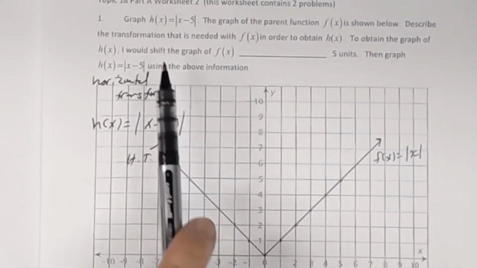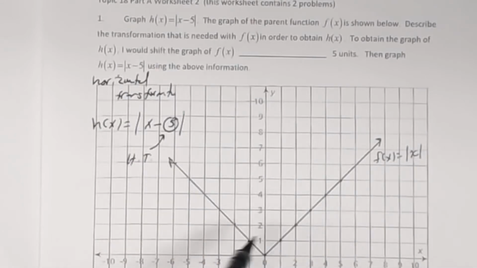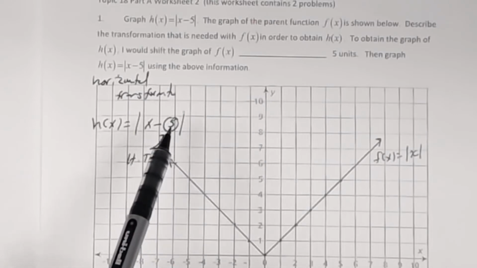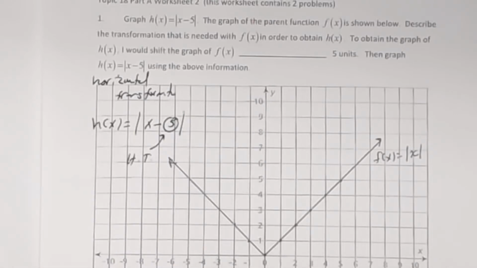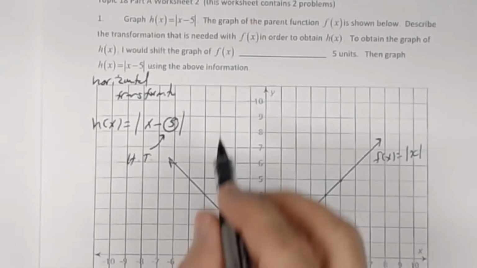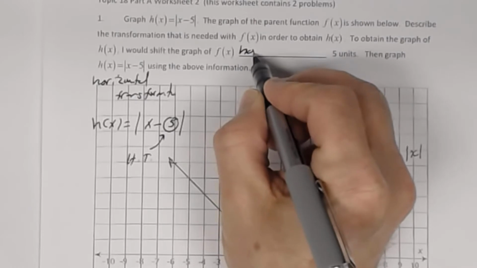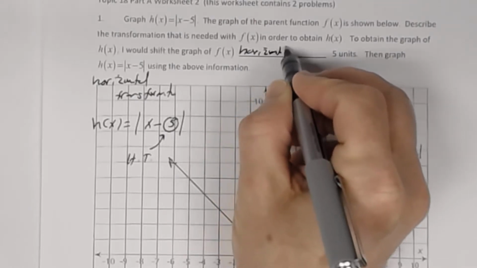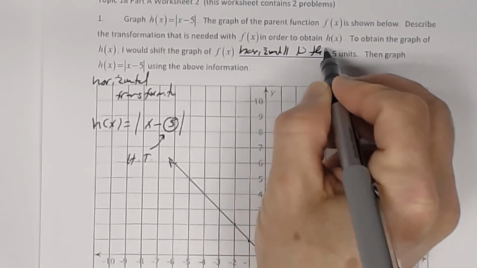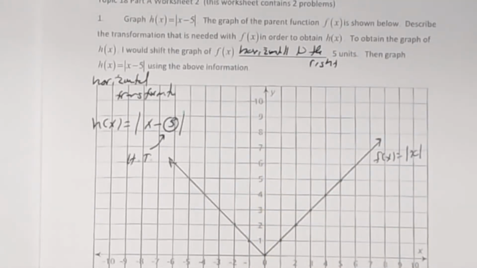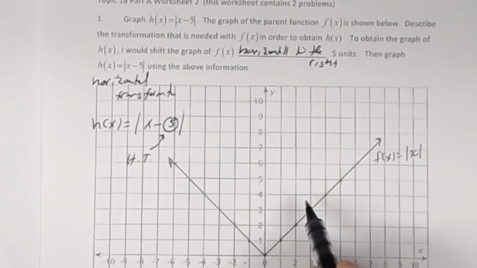So then what I'm going to do here is I'm going to take my parent function, my basic function, and I'm going to shift it to the right 5 units. So shift it to the right 5 units because 5 is positive. So we would shift the graph of f of x horizontally to the right 5 units. Okay? All right, so every point on that graph you shift to the right 5 units.